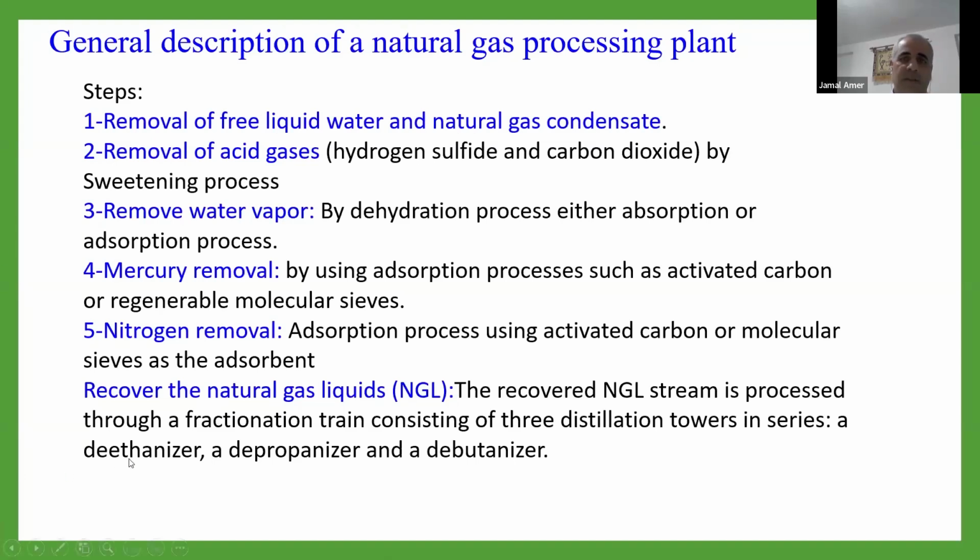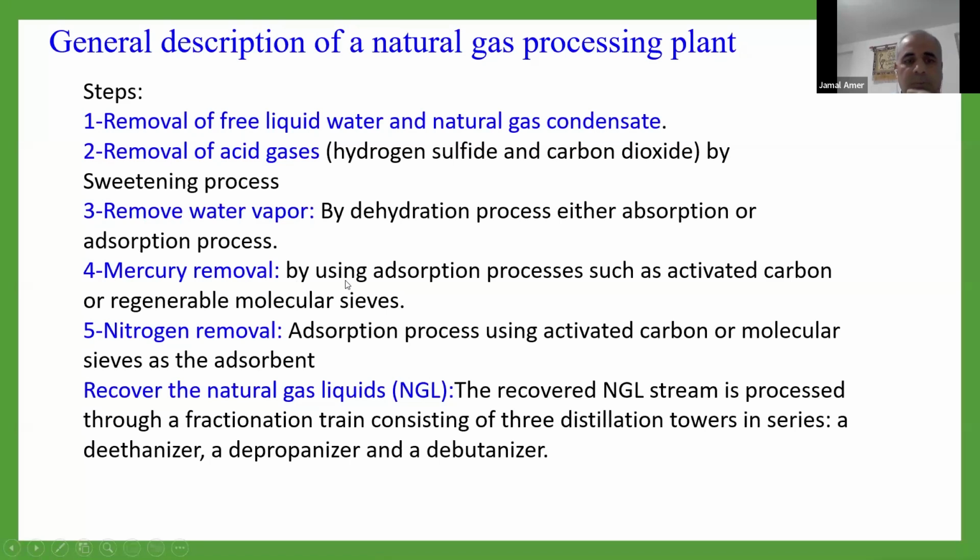Removal of acidic gases, hydrogen sulfide and carbon dioxide, by the sweetening process. Removal of water vapor by the dehydration process, either by absorption or adsorption. As we know, dehydration and sweetening can be done by liquid through an absorption process, or by an adsorption process through desiccants. We have many types of desiccants to remove the water and make the gas dry, or to remove H2S from the gas.